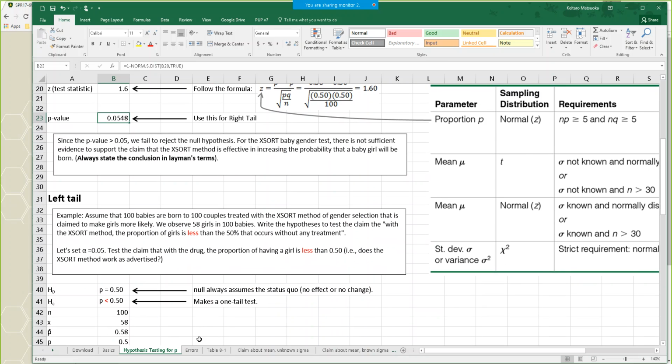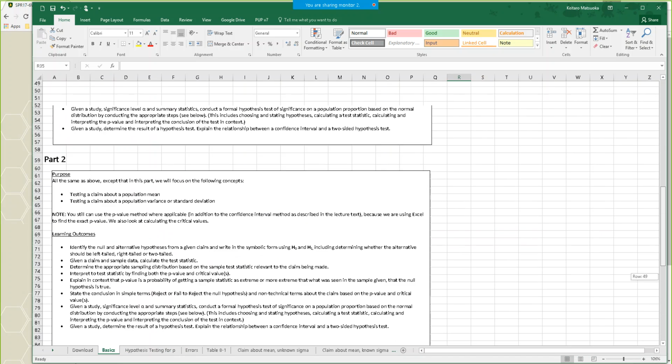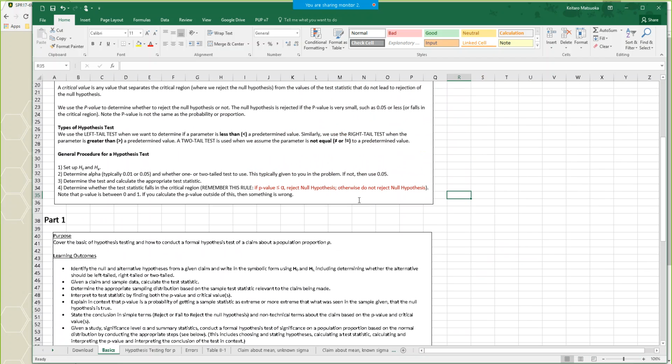Well, here's the rule for the p-value method. The rule is, and I recommend you remember this, that if the p-value is less than the alpha, then you reject the null hypothesis. Okay, so the p-value is less than alpha, you reject the null hypothesis. Otherwise, you do not reject the null hypothesis. Okay. P-value is less than alpha, reject the null hypothesis. Otherwise, don't reject. All right.